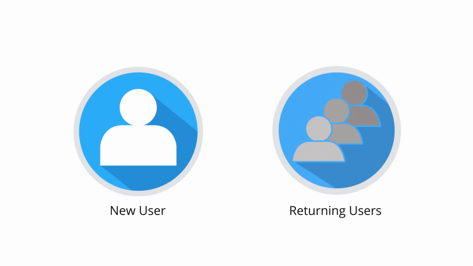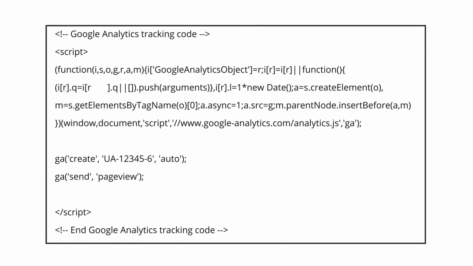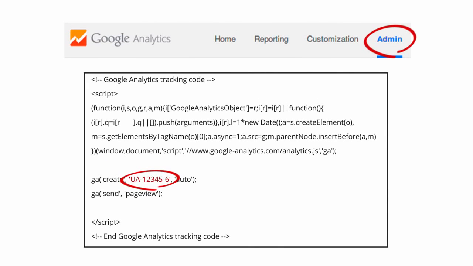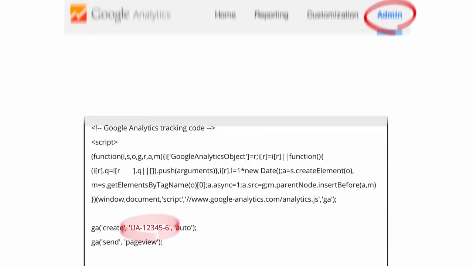It identifies new users and returning users. We'll explain how the tracking code does this in later lessons. Another key function of the tracking code is to connect your data to your Google Analytics account. This is accomplished through a unique identifier embedded in your tracking code. Here is an example of what the tracking ID looks like. For your own account, you can find the tracking ID in the Account Administrative settings.